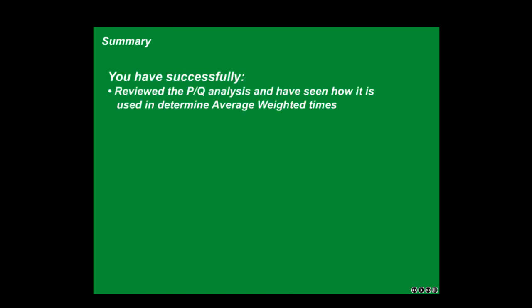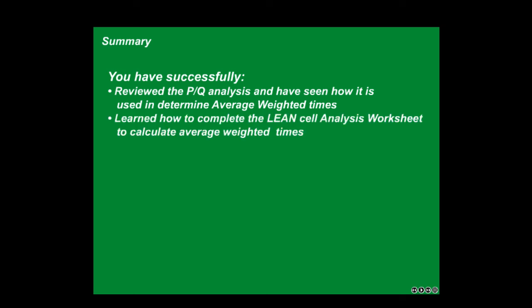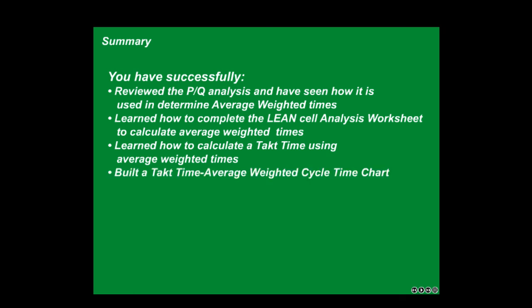Summary. Congratulations! You have now learned how to balance the more advanced multiple part model cell. You have successfully reviewed the PQ analysis and have seen how it is used to determine average weighted times. Learn how to complete the lean cell analysis worksheet to calculate average weighted times. Learn how to calculate a Tack Time using average weighted times. Built a Tack Time average weighted cycle time chart. Determine the ideal manpower for your multiple model cell.